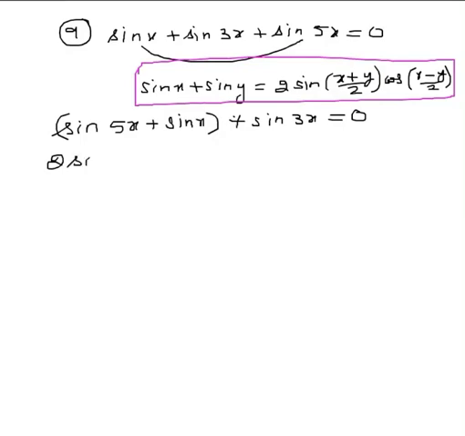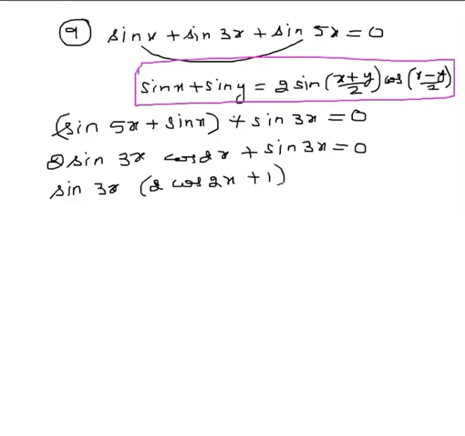Apply the formula. 2 sin 6x by 2, which is sin 3x, and cos x minus y is 5x minus x, 4x by 2, which is 2x. Sin 3x is common. We get 2 cos 2x plus 1. We have done factorization. Product of two terms is 0. Either the first one should be 0 or the second term should be 0.